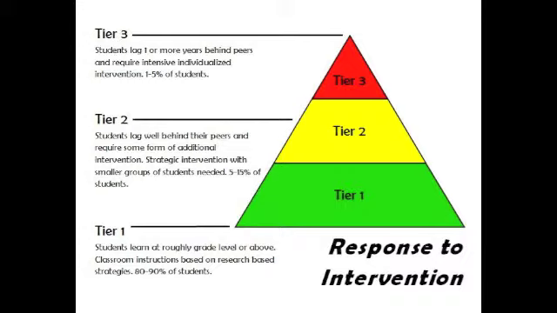Tier 3 is for a small portion of students who are significantly behind and require individualized intensive instruction. Response to intervention is collaborative in nature and often includes teams of teachers, special educators, and psychologists. In conclusion, differentiated instruction is extremely important because it seeks to include every single child in the classroom, regardless of their ability level. So don't hesitate, differentiate.